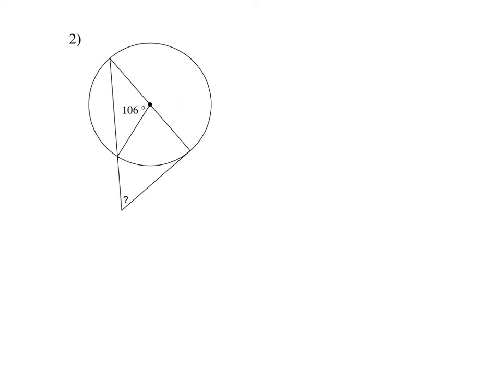The next one: this one is 106, and I know that this one is 90. Again I know that this is a radius, so I have an isosceles triangle. Using the triangle angle sum theorem, I know that this angle right here is 37. This one is 37 also, but I don't need it. So let's name this one x. I have that x plus 37 equals 90 degrees, because I have a right triangle right there. So minus 37 on both sides, x equals 53 degrees.